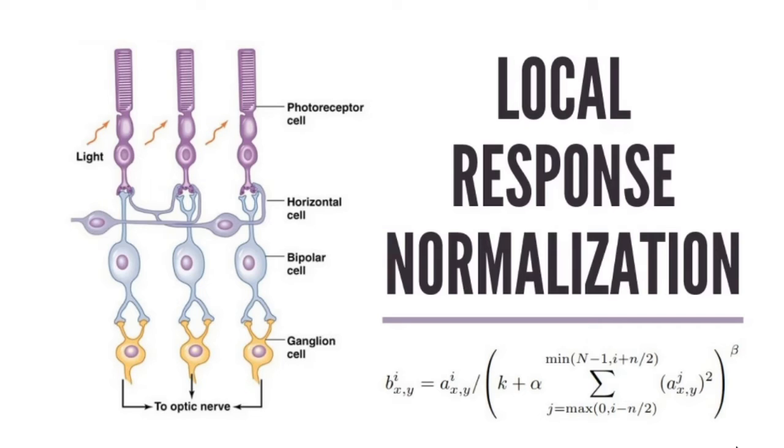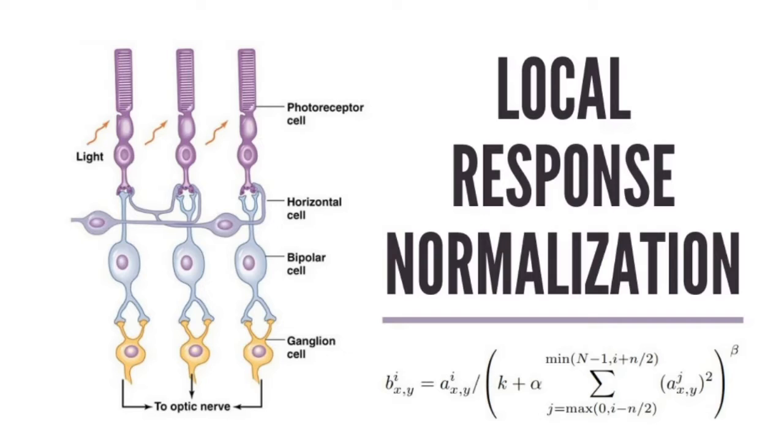In today's video, I want to talk about local response normalization, a technique also called brightness normalization. It's seen in papers like the one showcasing ImageNet classification with deep convolutional neural networks. I want to talk about it since it's related to my field of study, which is neuroscience.